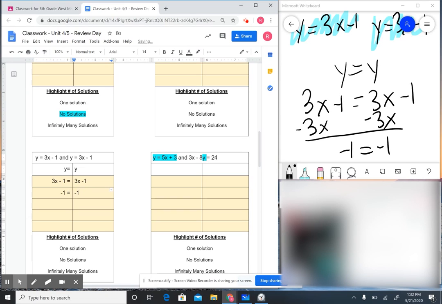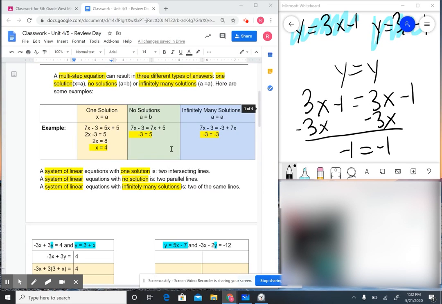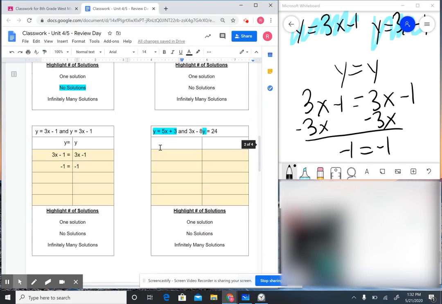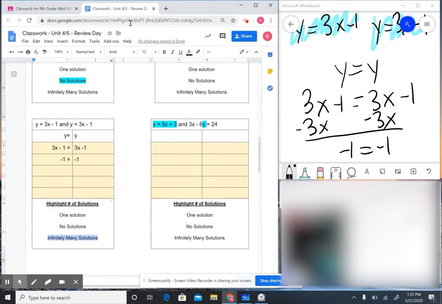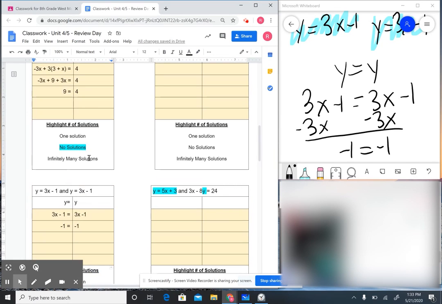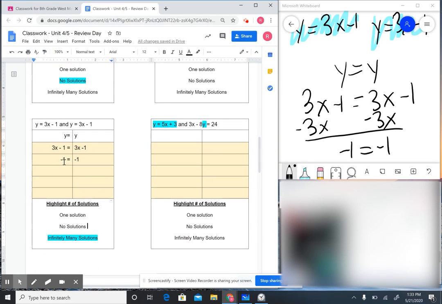What do you think? Let's see. Joey, what do you think? Is negative 1 equals negative 1 a true or false statement? Yeah, it's a true statement. And so if you go up to the notes, just to review, true statements look like this. That means there are infinitely many solutions. So that'll be infinitely many solutions. So you want to highlight that, right? Okay. Right. No solution, false statement. Infinitely many, true statement.